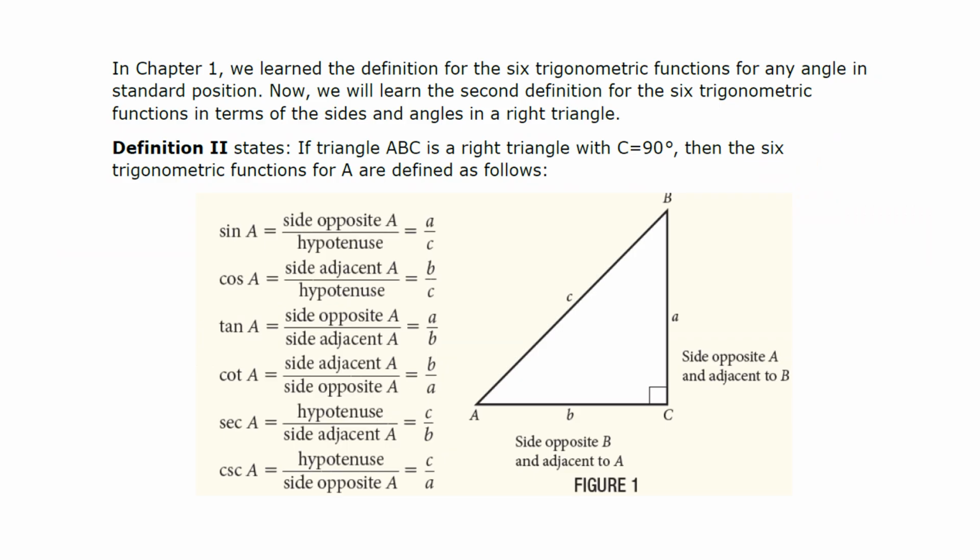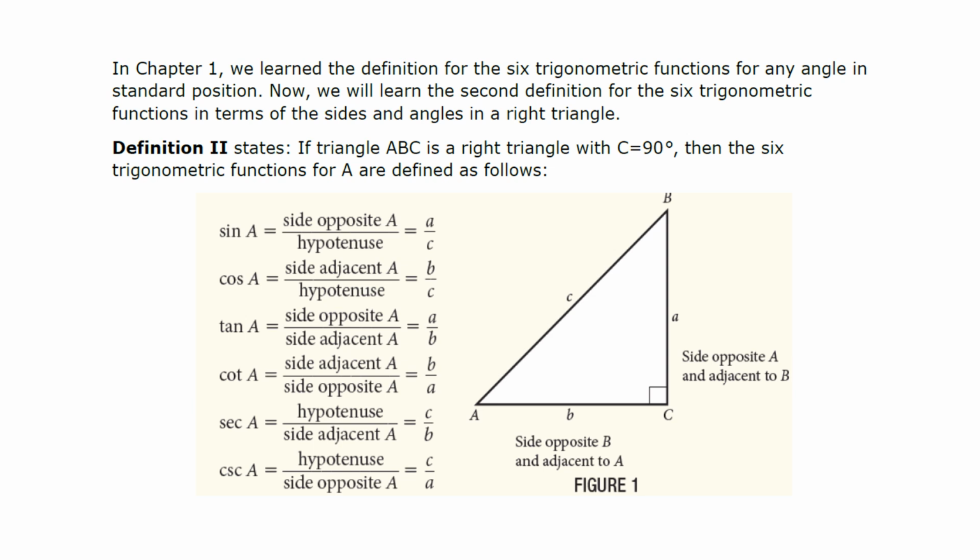In Chapter 1, we learned the definition for the 6 trigonometric functions for any angle in standard position. Now we'll learn the second definition for the 6 trigonometric functions in terms of the sides and angles in a right triangle. Definition 2 states, if triangle ABC is a right triangle with C equaling 90 degrees, then the 6 trigonometric functions for A are defined as follows.